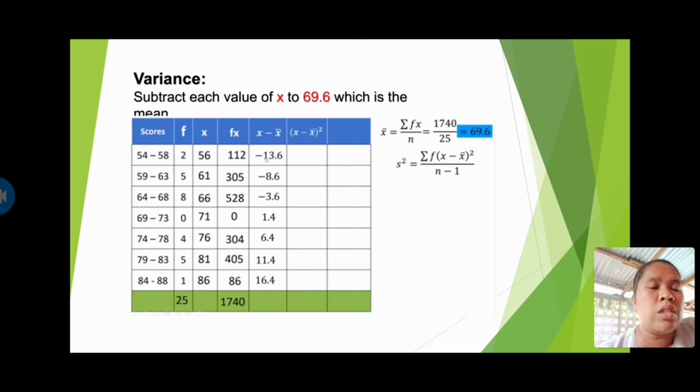So let us just subtract the mean, 69.6, from the value of x. 56 minus 69.6 is equal to negative 13.6. Next, 61 minus 69.6 is equal to negative 8.6. So, ganun din hanggang matapos ang last item.